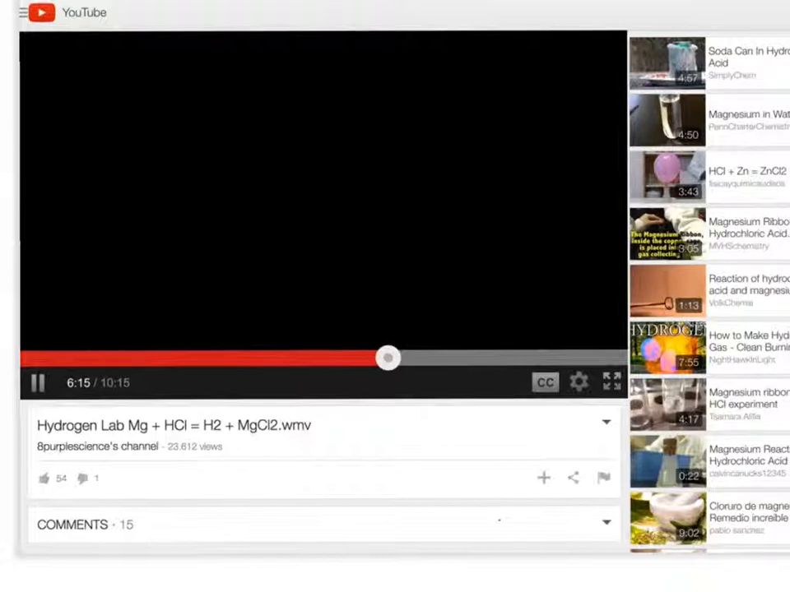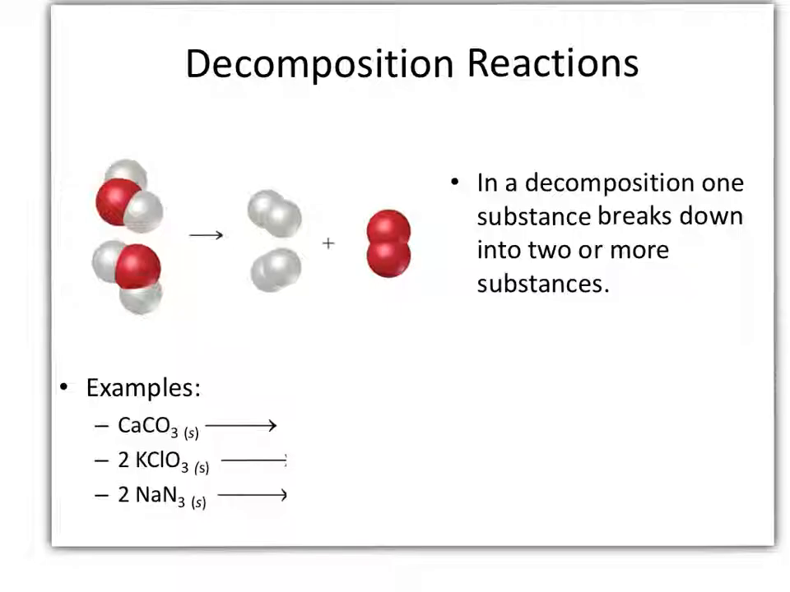Number one, that the magnesium ribbon was dissolved in the hydrochloric acid because of the production of bubbles, and two, the production of hydrogen gas as a product due to the flame test. Okay, so that's just an interesting way to look at it.